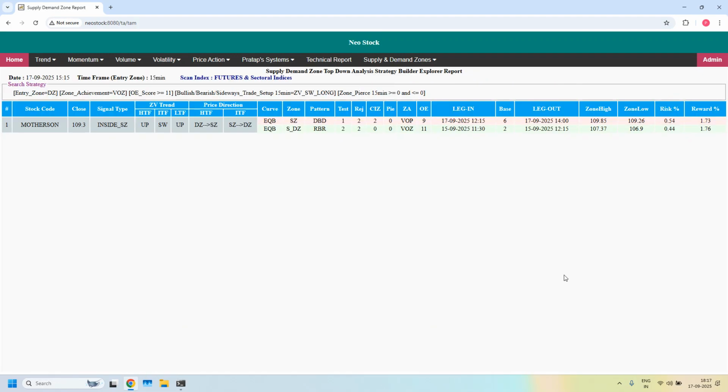Let's filter. We got only 1 stock supporting sideways long trade setup for daily income trade, and the entry time frame zone is 15 minutes demand zone.